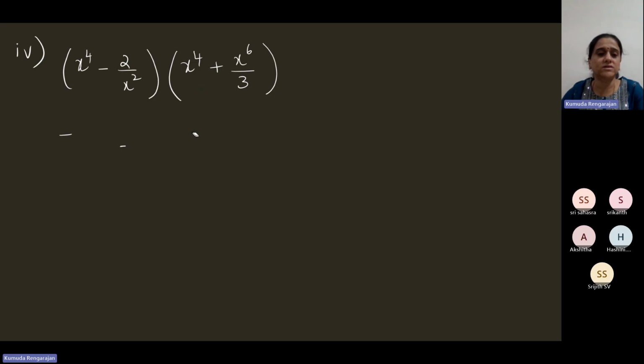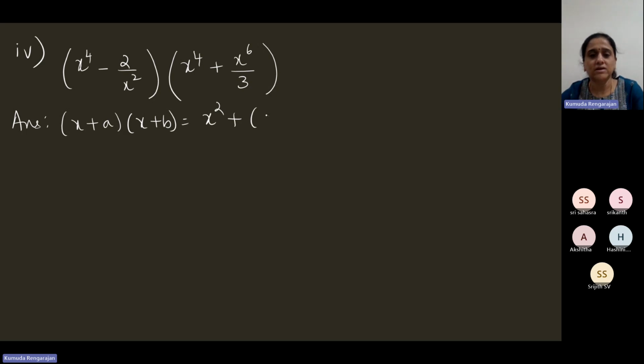The first term is the same in both the brackets. The second terms are different. So the identity is (x + a)(x + b) is equal to x squared + (a + b) of x. That's how you read it. x squared + (a + b) of x + ab.